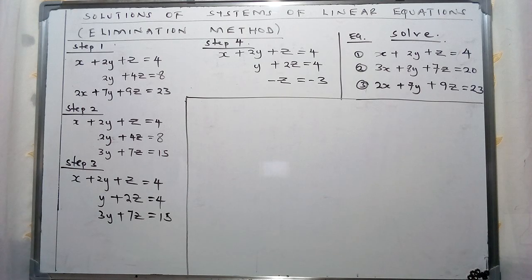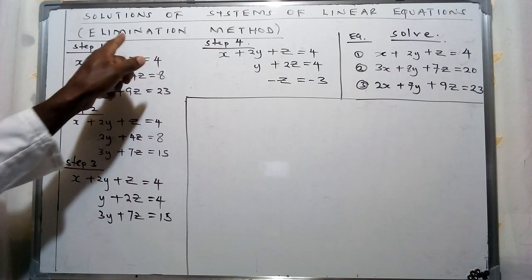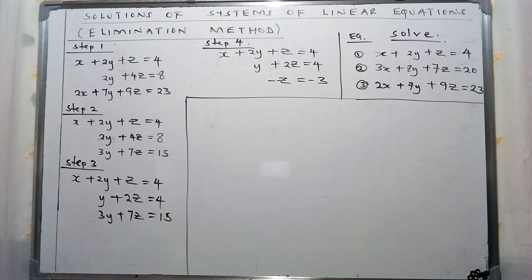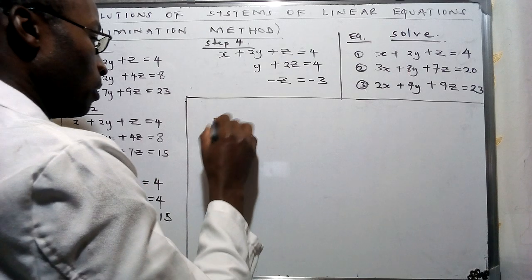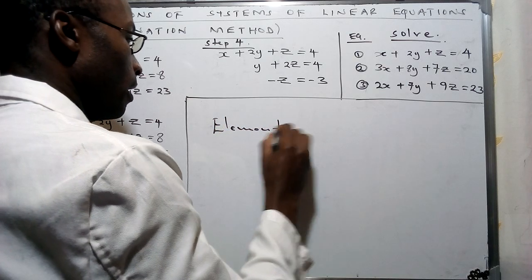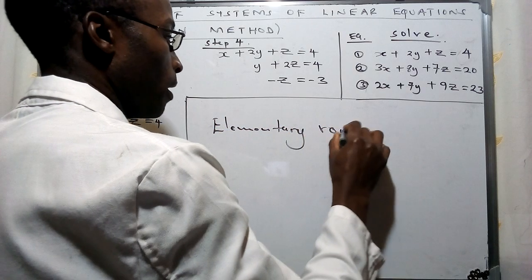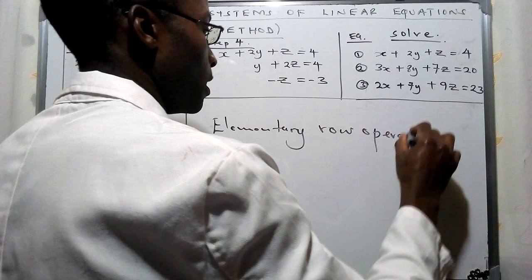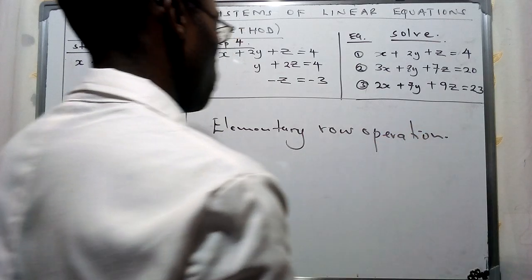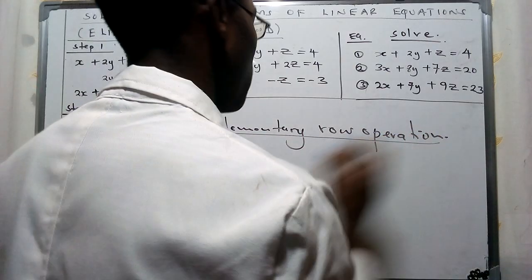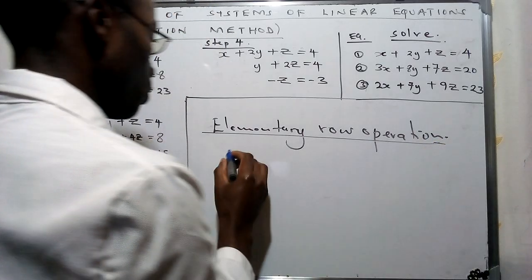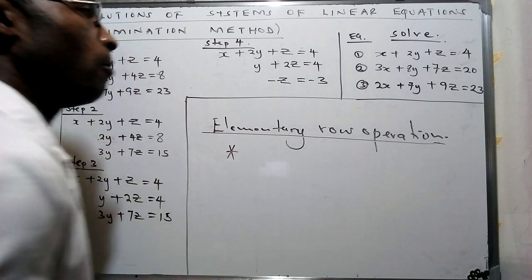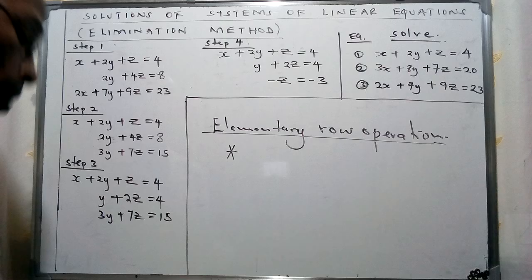Now, we shall look at this specific method, and the strategy of the elimination method is to eliminate one variable at a time by performing what we refer to as elementary row operations. And these are step-by-step procedures involving some operations which are going to assist us in finding the solutions for this basic equation.